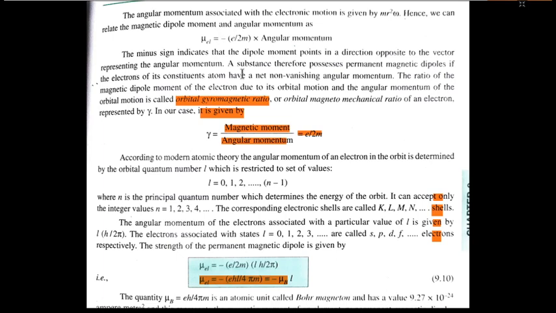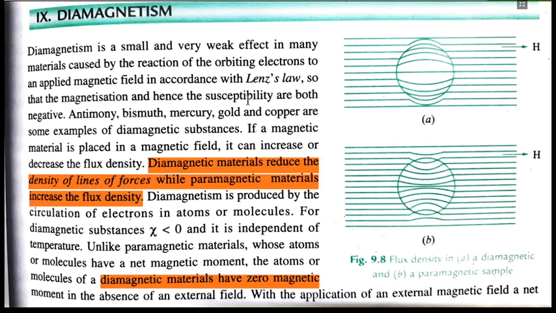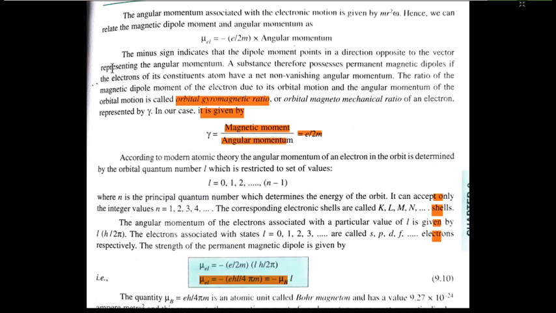The ratio of the magnetic moment to the angular momentum, that is mu L upon angular momentum, if I take this ratio, it always remains constant, e by 2m, and this is called the gyromagnetic ratio. It is also known as the orbital magneto-mechanical ratio of an electron, but it is a rarely used word.